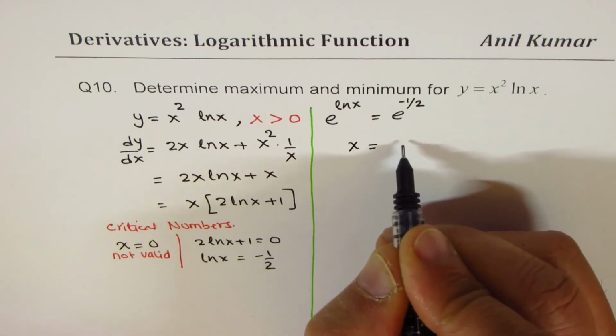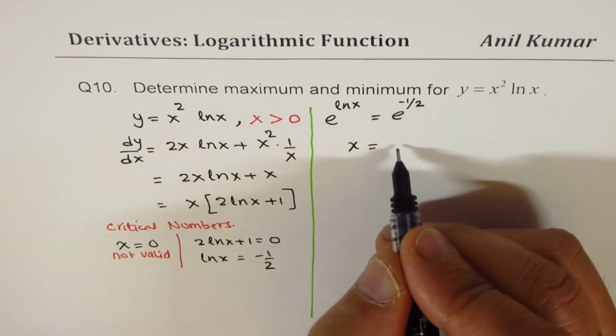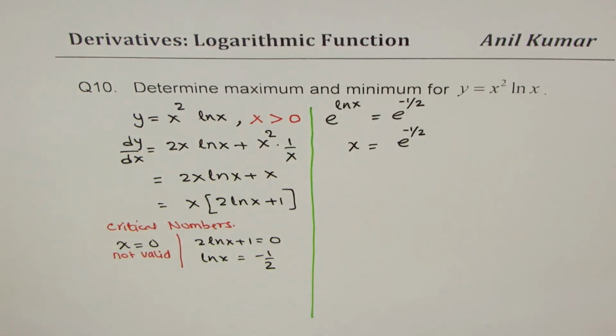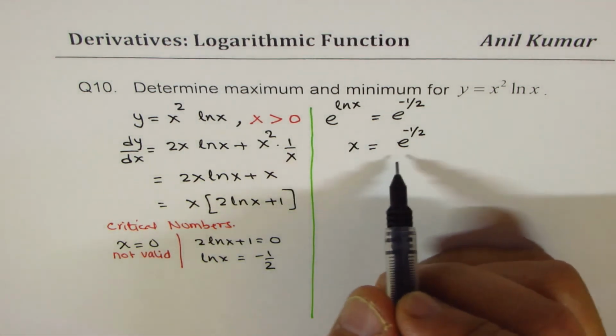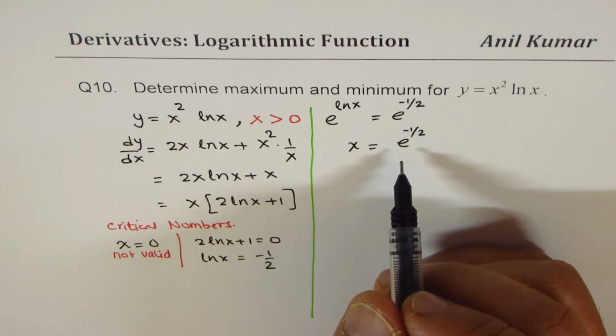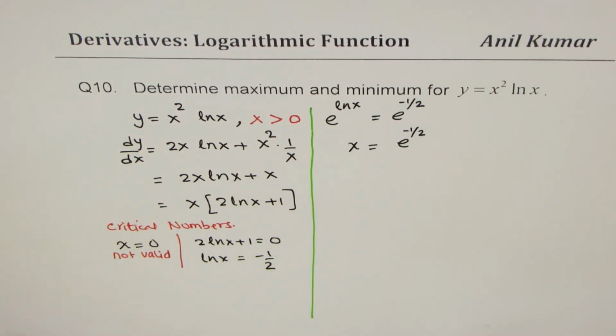So that means x is equal to 1 over square root e, or e to the power of minus half. So that is what you get as a critical number in this particular case. Correct? Let's analyze this critical number for maximum or minimum, right?